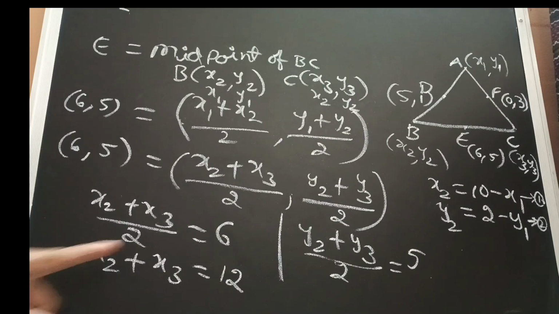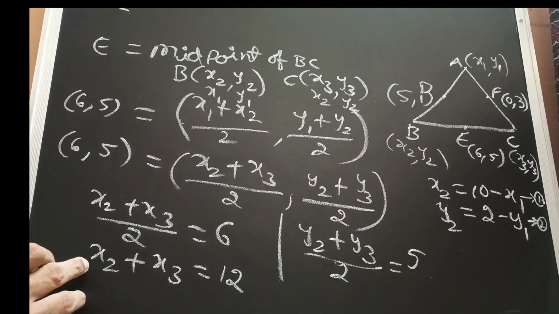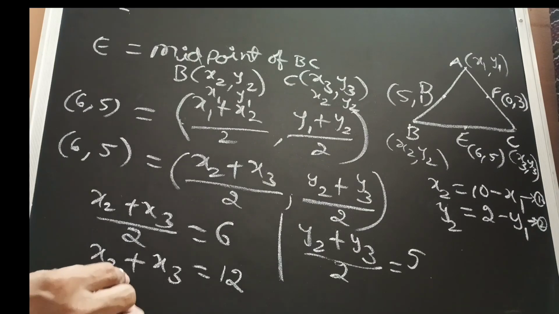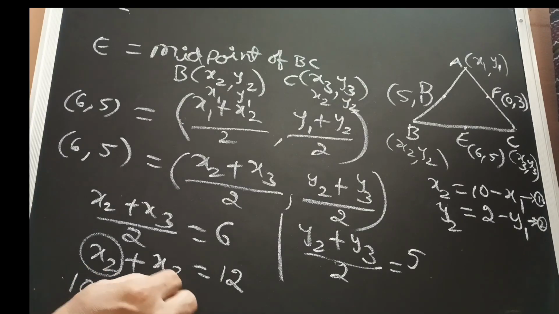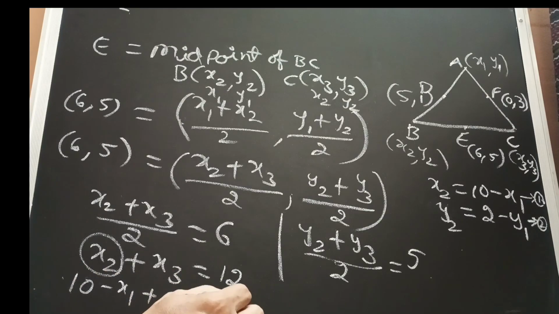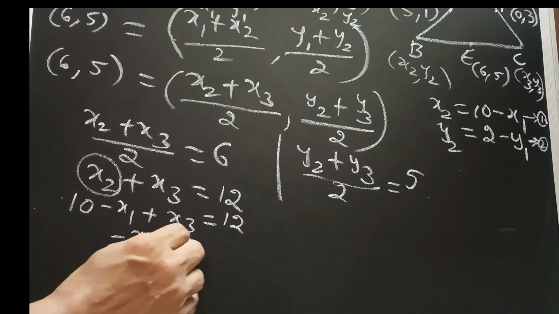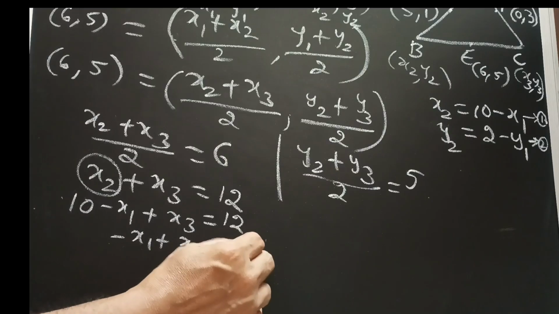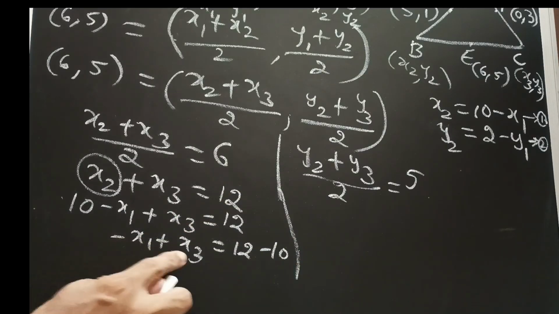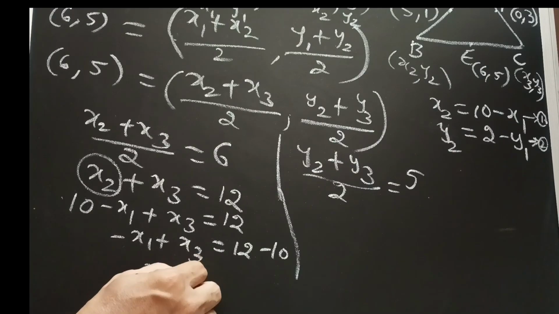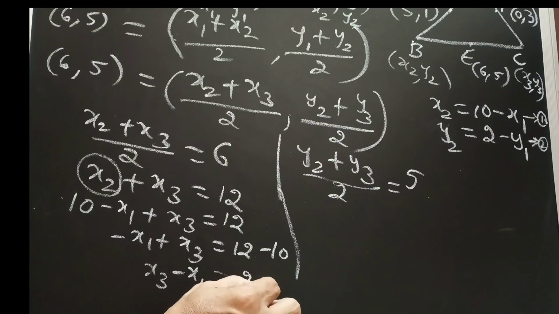Now the x2 value is in the first equation. Take this value and substitute it here, in place of x2. So 10 minus x1 plus x3 is equal to 12. Transposing 10 to that side, minus x1 plus x3 is equal to 12 minus 10. So this can be written as x3 minus x1 is equal to 2. Let us call it equation 3.